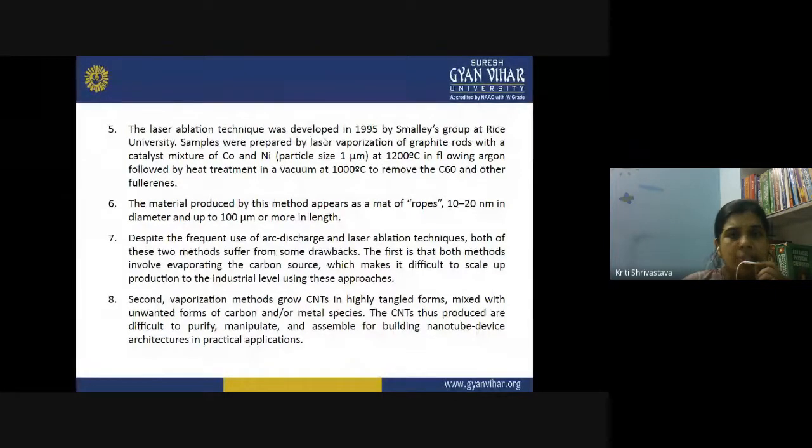So these are the two principal techniques, and they are generally used for the production of nanotubes. Despite the frequent use of arc discharge and laser ablation techniques, both of these methods suffer from certain drawbacks. So, what are the disadvantages of these two methods? First, both the methods involve evaporating the carbon source, which makes it difficult to scale up production to the industrial level using these approaches.